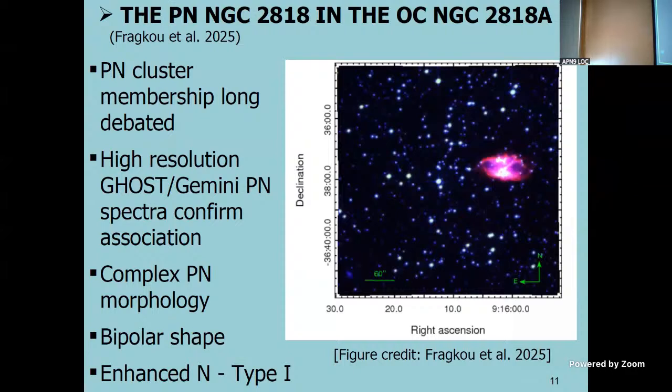Then it's the planetary nebula NGC 2818, in the open cluster NGC 2818A. Whether this planetary nebula is a cluster member has long been debated in the literature. Finally, high resolution GHOST spectra from Gemini of the planetary nebula have allowed us to confirm their association. The planetary nebula has a very complex morphology, a bipolar shape, and it has nitrogen type 1 chemistry. Here, this is an SHS image of the cluster and the planetary nebula on this side. You can see the complex morphology of the planetary nebula. This planetary nebula is also very well studied.